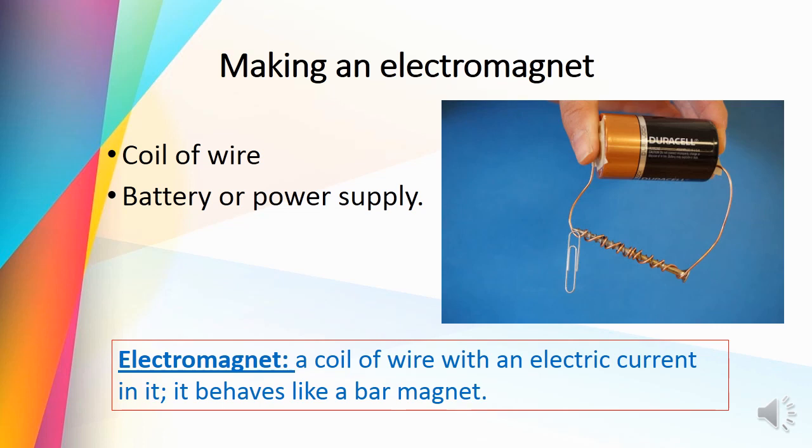So what do we mean by electromagnet? It is a coil of wire with an electric current in it. It behaves like a bar magnet, but it is not permanent, of course.